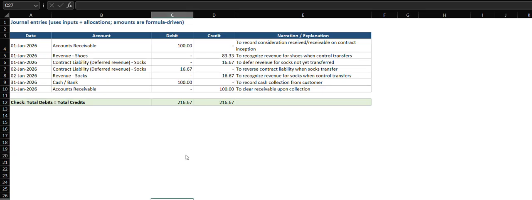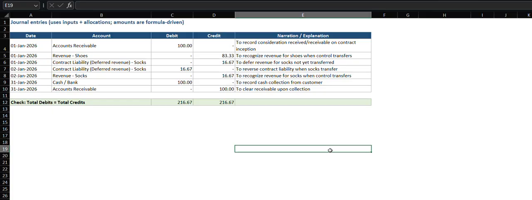Next, we will try to understand how we will pass the journal entries for this example. At the time of sale, the cash of 100 rupees is received. Revenue for shoes amounting to 83.33 is credited. The remaining 16.67 is recorded as a contract liability for the socks. When the socks are delivered, the contract liability is debited and the revenue for the socks is credited. This ensures revenue is recognized only when the performance obligation is satisfied.